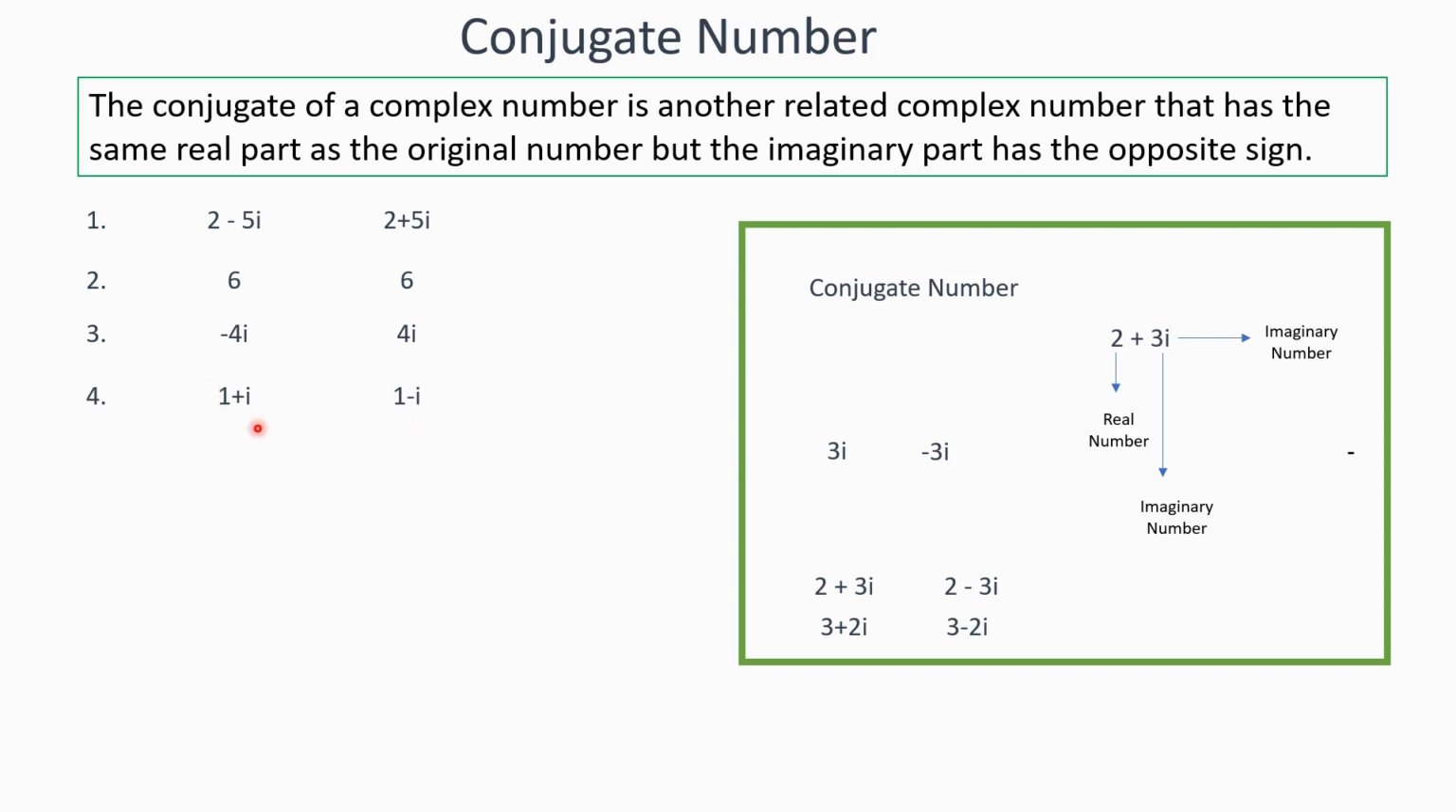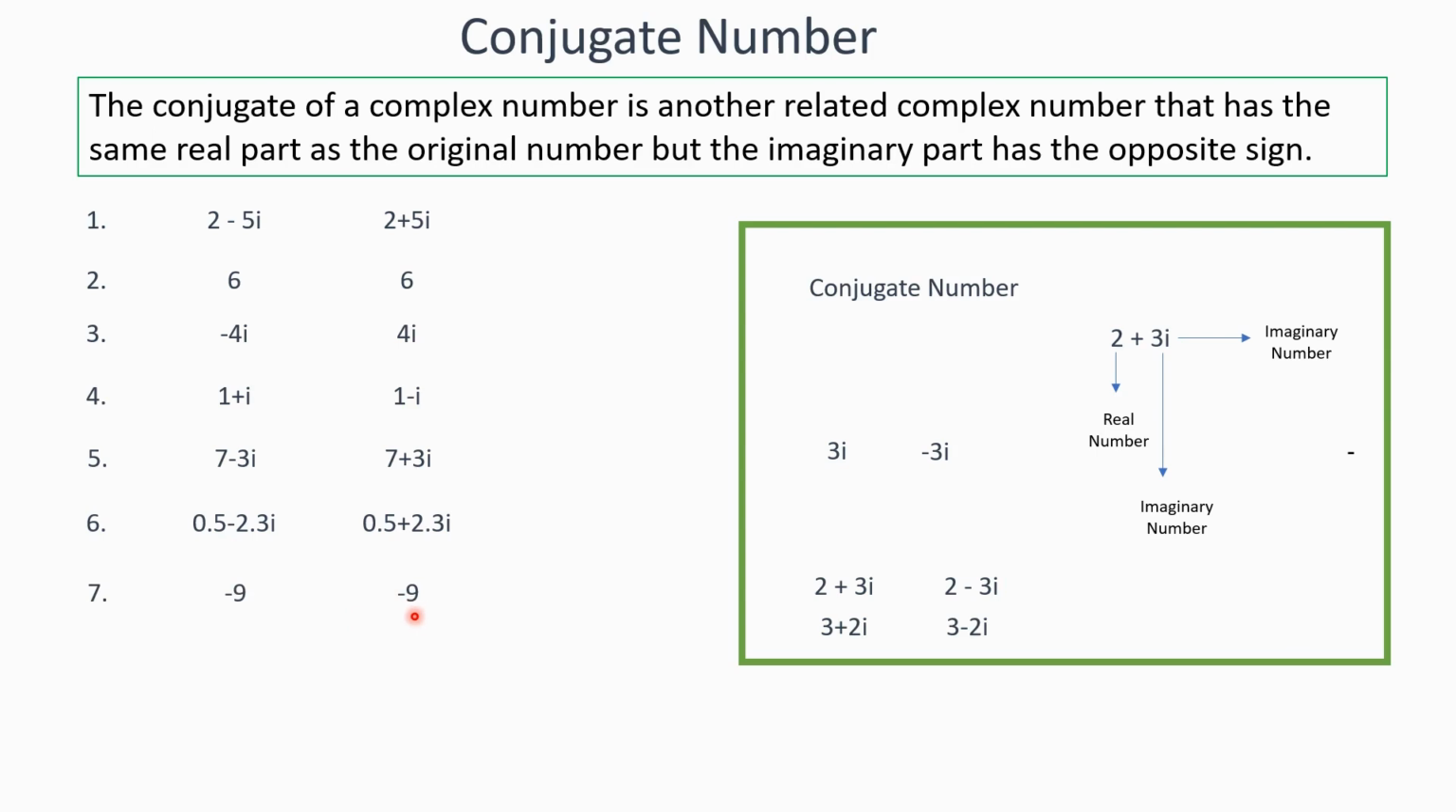5. The conjugate of 7 minus 3i is 7 plus 3i, since we just need to flip the sign of the imaginary part. 6. The conjugate of 0.5 minus 2.3i is 0.5 plus 2.3i, since we just need to flip the sign of the imaginary part. 7. The conjugate of minus 9 is minus 9, since real numbers have no imaginary part.